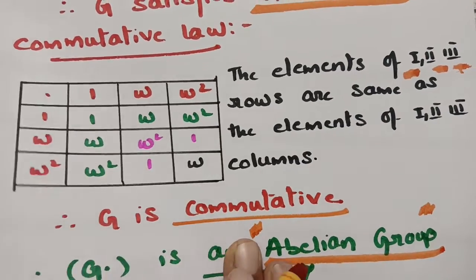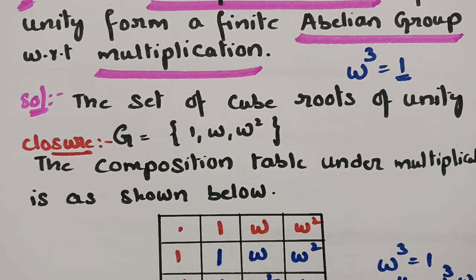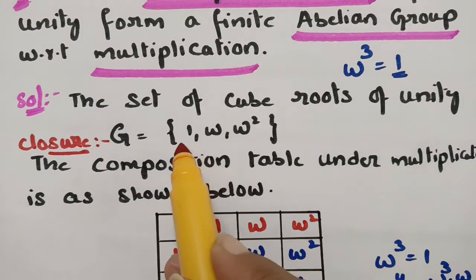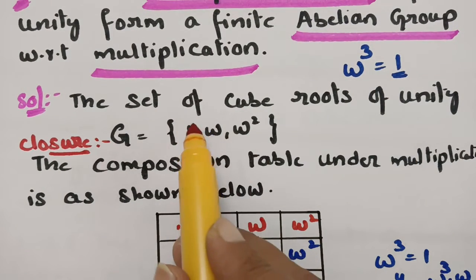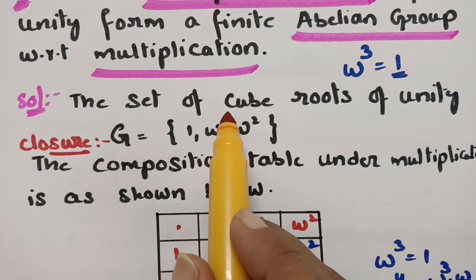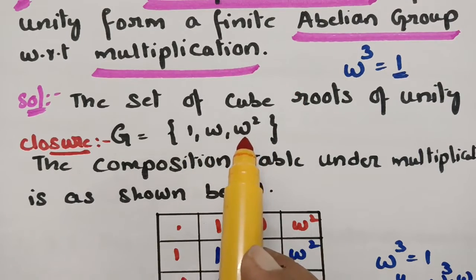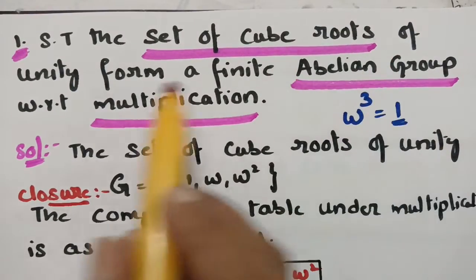Is it not so easy here? The first thing is, we have to take certain elements such that whichever we take, the cube as a power gives unity as the answer. See here, for each and every element, if you take the cube, unity will be the answer. 1 cube is 1, omega cube is 1, and omega square whole cube is also 1. So this is the set we have to frame for the cube roots of unity.